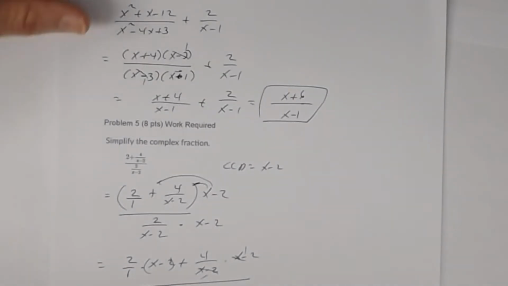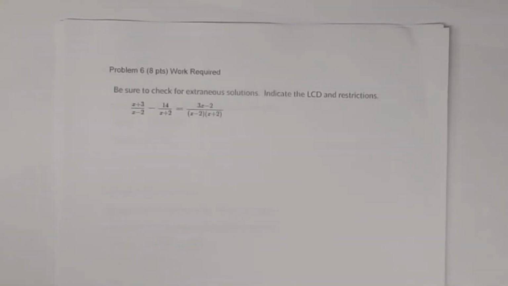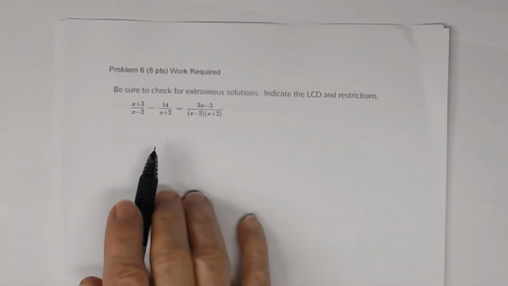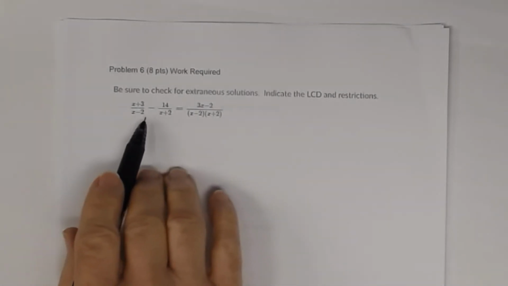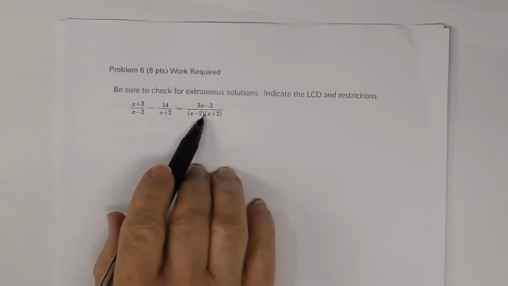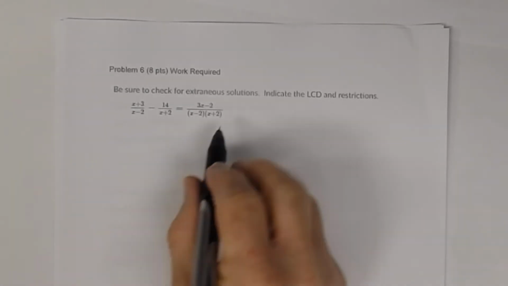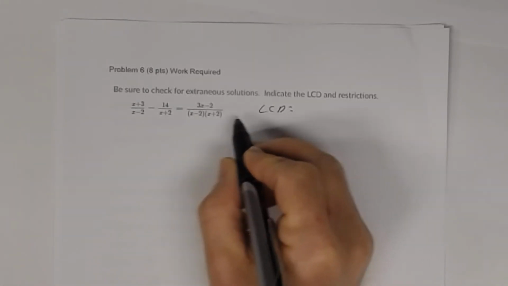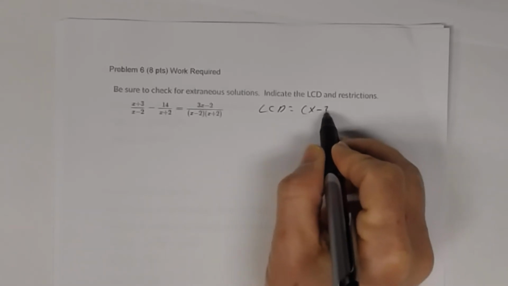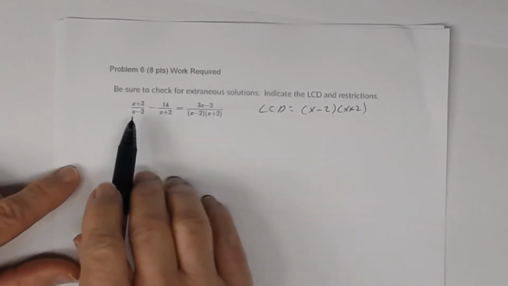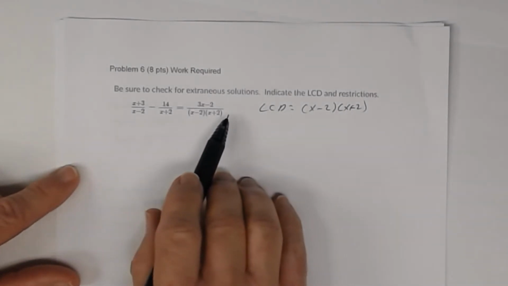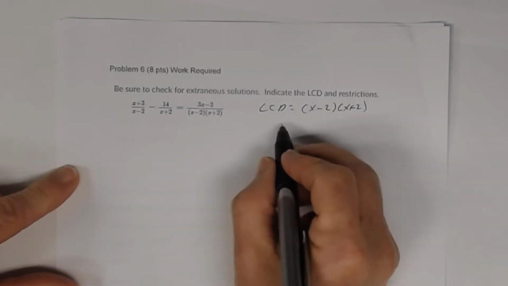Okay? All right, number 6. So number 6, you want to solve this equation, and notice it's already factored. Everything's already factored. So you're going to find the LCD. The LCD is going to be x minus 2, x plus 2. Okay, and the way we're going to do this is we're going to multiply both sides by the least common denominator. Now, before we do that, let's talk about those restrictions.